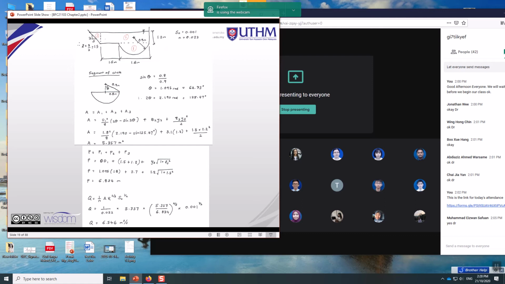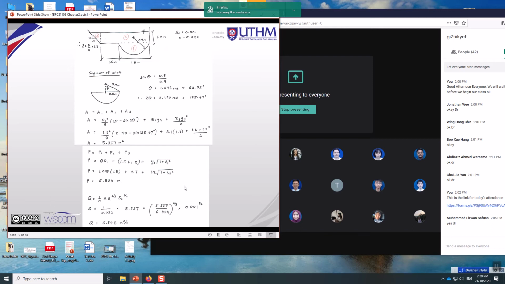Now I know that some of the reference books try to find R1, R2, R3, which is R1 equals A1 divided by P1, R2 equals A2 divided by P2. Now for my section, I would prefer you to find your R equals total A divided by total P. It's simpler that way. So now you can solve for your R using the total A divided by total P.